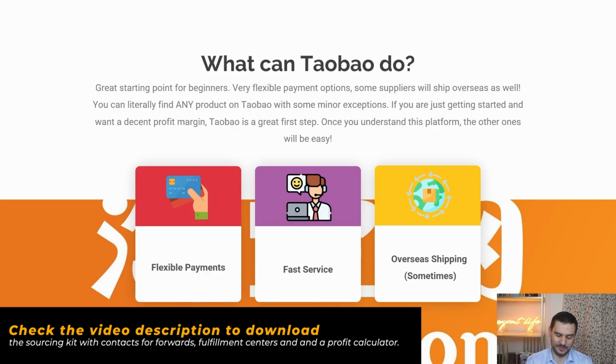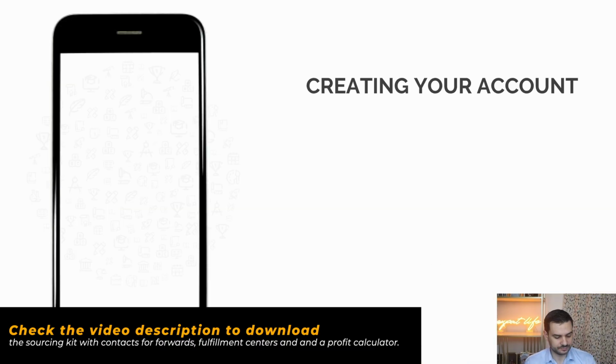So what can Taobao do? This is a great place for beginners because it's usually an open platform. And what I like about it is that they have flexible payments. So if, let's say, your Alipay has some problems, it can accept payments with Mastercard or Visa. Their service is very quick. A lot of the suppliers respond very quickly, especially if it's during Chinese business hours. And sometimes they do overseas shipping, but I would not bank on that. I would continue working with a freight forwarder because that will ensure that your goods actually get to your final destination. But in some rare cases, you may be able to find one.